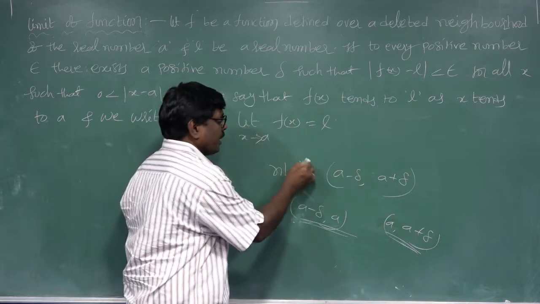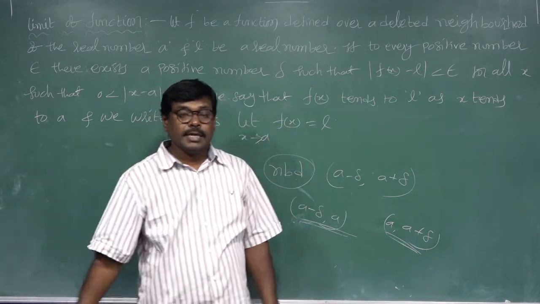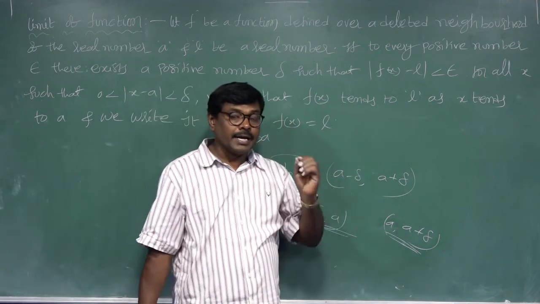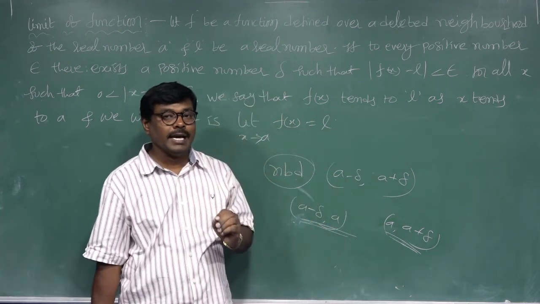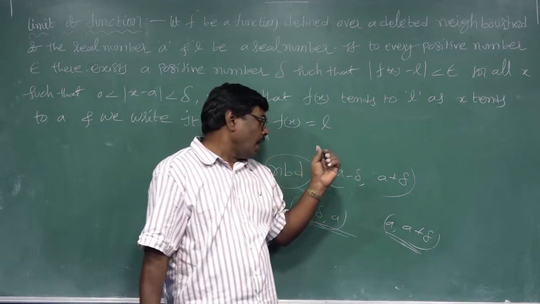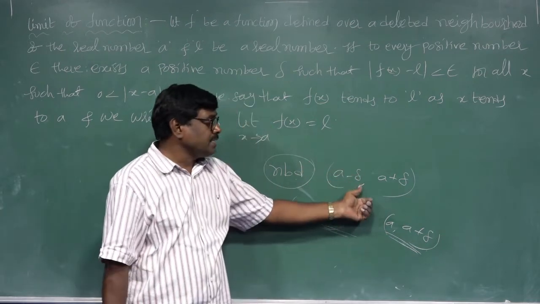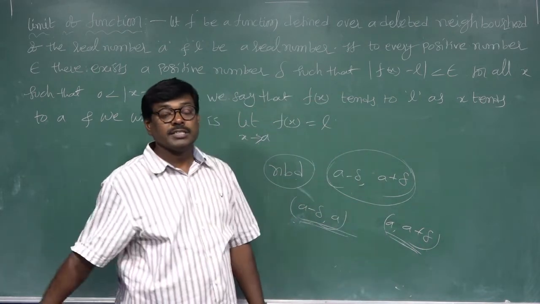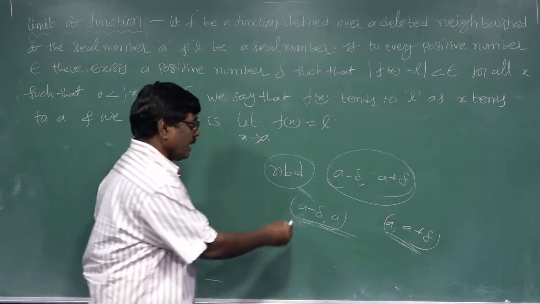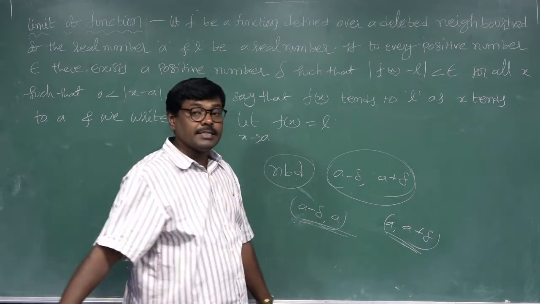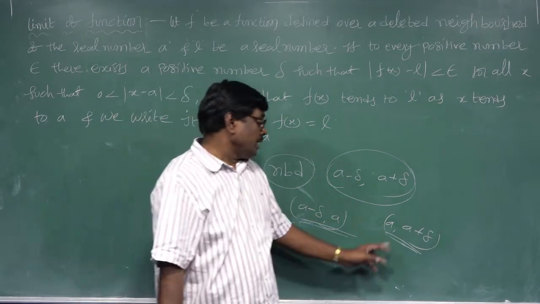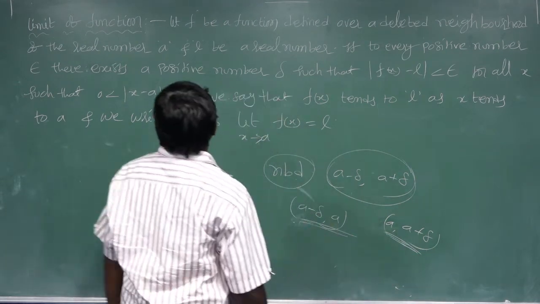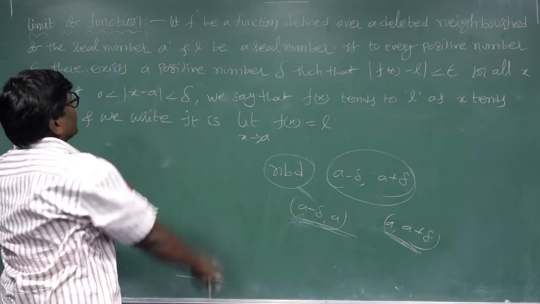This is a neighborhood set. Here a is a real number and δ is another real number. (a − δ, a + δ) is called the neighborhood set. (a − δ, a) is the left neighborhood, and (a, a + δ) is the right neighborhood. Now, the limit of a function.